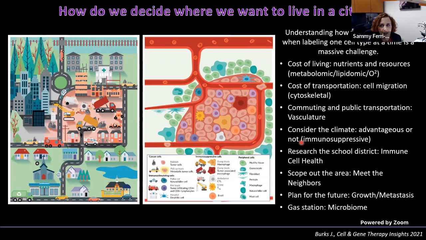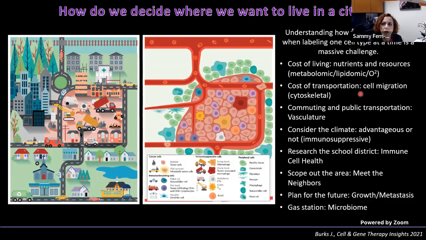So for example, if you would have to move into a new city, what would you consider in making your decision on where to live and exactly in which neighborhood of the city to live? Well, a tumor cell, let's say, does the same type of consideration and tries to place itself and modulate the microenvironment for its own benefits and its own needs.